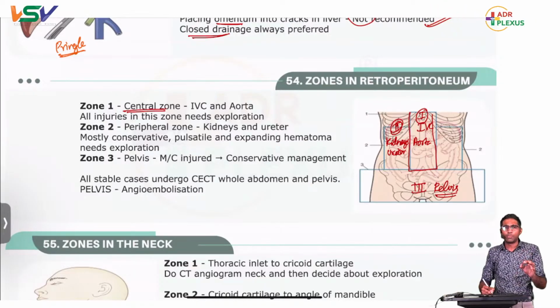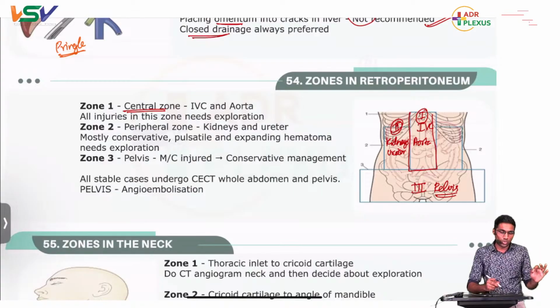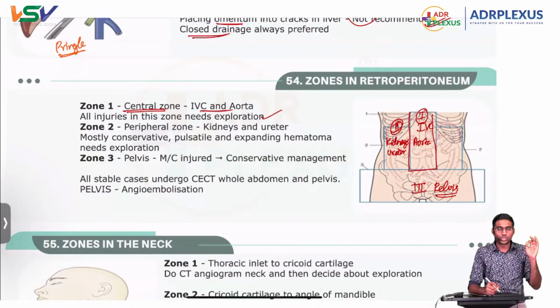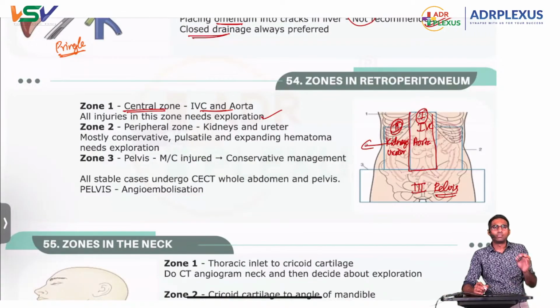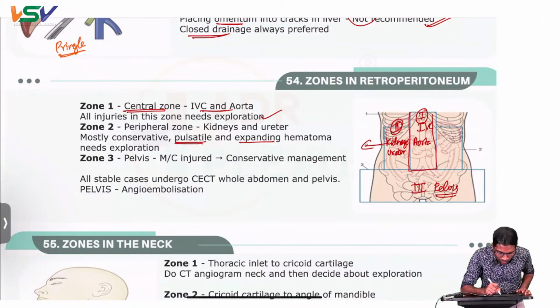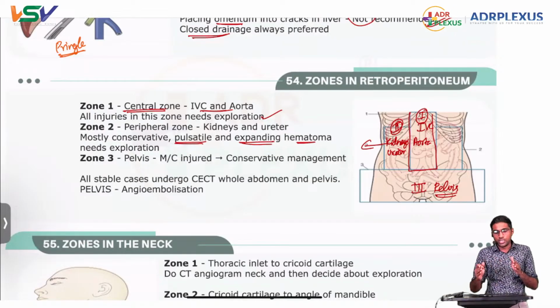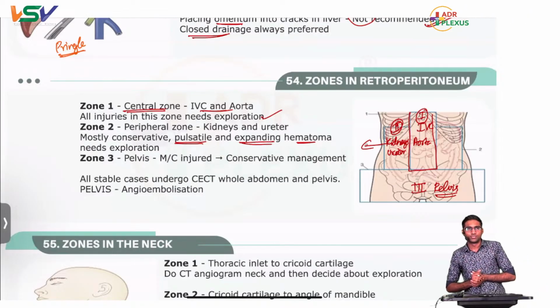So for what type of injury, what should be done? Central zone, IVC, aorta, always has to be explored. You cannot leave it off. Zone 2 is the periphery, so kidney is involved. Sometimes it can be conservatively managed. But what needs to be surgically managed is a pulsatile or an expanding hematoma. So when you see an expanding hematoma or pulsatile hematoma, then you have to go for surgical exploration.